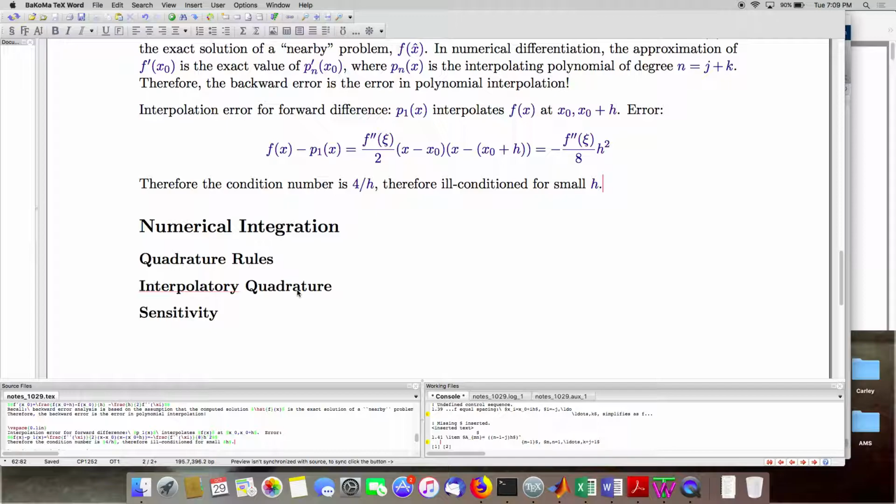Numerical integration, on the other hand, since integration is the reverse of differentiation, that would flip the condition number. So actually, the last part of my integration discussion, I'll fill in right now, just 2 words.